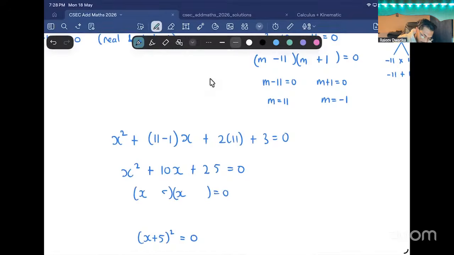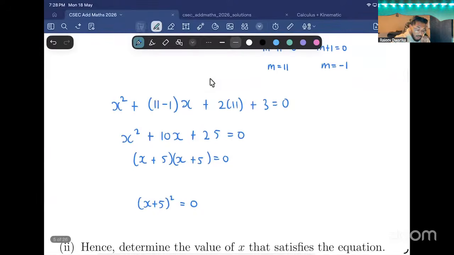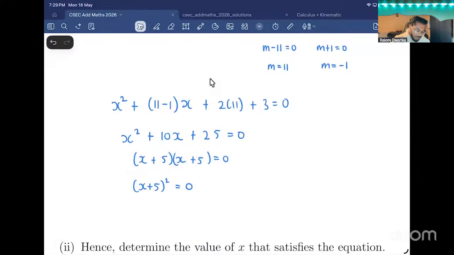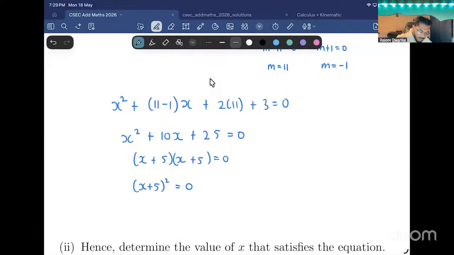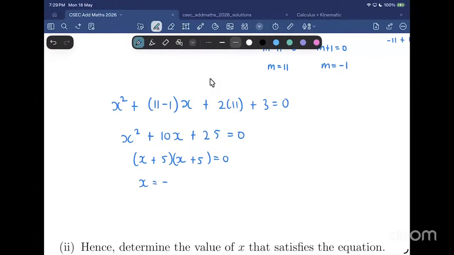To get 25, that'll be 5 by 5, and when you add that, you'll get back to 10. But you didn't have to do all of that. I know already it's going to be perfect squares, so that'll just be x plus 5 squared is equal to 0. So truly, your only answer for x would be what? Minus 5. Right, -5.